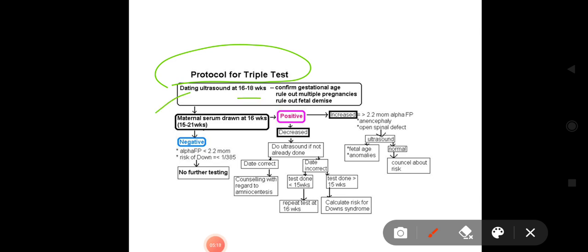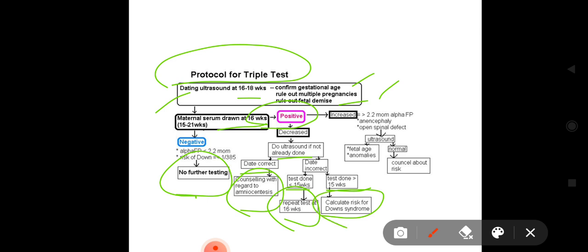Dating ultrasound at 16-18 weeks: confirm gestational age, rule out multiple pregnancies, rule out fetal demise, and maternal serum is drawn at 16 weeks. If negative, the risk of Down is very low, so no further testing is required. If positive, if the alpha-fetoprotein in maternal serum is decreased, do ultrasound if not already done. If the date is correct, counseling regarding amniocentesis, and if the date is incorrect, then the test is done. If the test was done at less than 15 weeks, then repeat the test at 16 weeks. If the test was done at more than 15 weeks, then calculate the risk of Down syndrome.